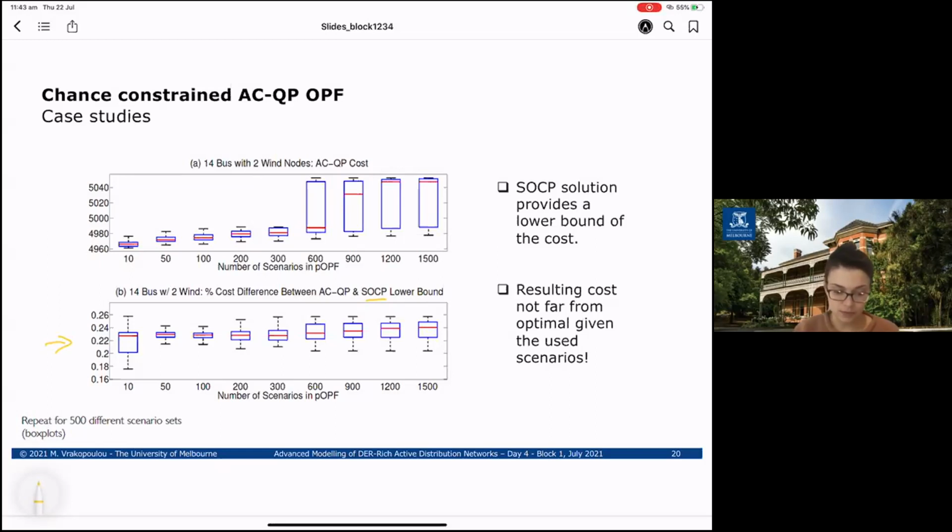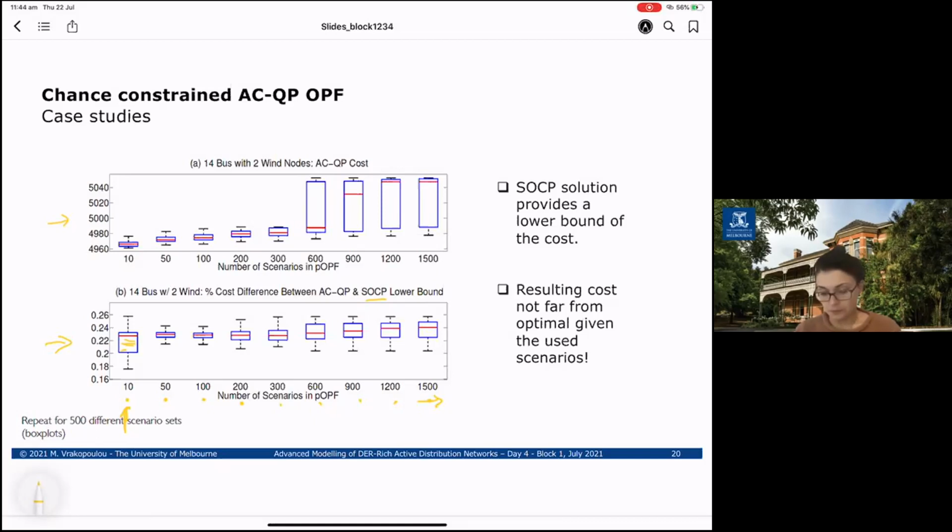with respect to cost, whereas the exact ACQP cost was plotted here. Just to direct you a little bit, this is based on initiating the problem with different numbers of scenarios up to 1,500, for different case studies. And for each of those, we run 500 independent scenario sets. So that's how the box plots have appeared over here, because we had a pool of scenarios, and then independently we were picking scenarios, so for every case you see in the box plots, for example, a total number of 10 scenarios.